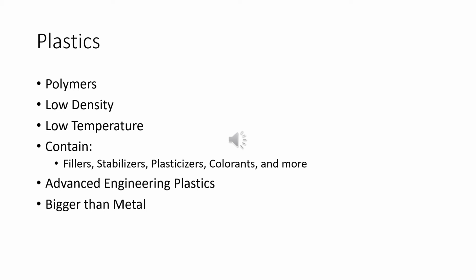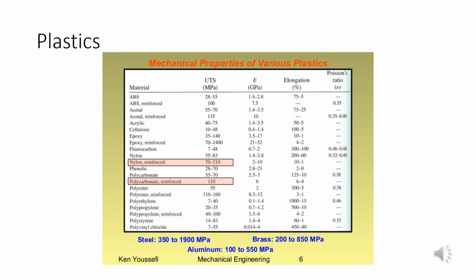Of course, we got engineered plastics, right? And right now the industry is bigger than the metal industry. A big chunk of the factories work only with the plastics. And again, there's different types of plastics, and this is a chart of the various properties of various plastics. And there'll be some questions on the worksheet with this, so I'm not going to cover it much. And I don't know why Ken Yousefi highlighted nylon reinforced and polycarbonate reinforced, but he did it. There's no special reason for our class.